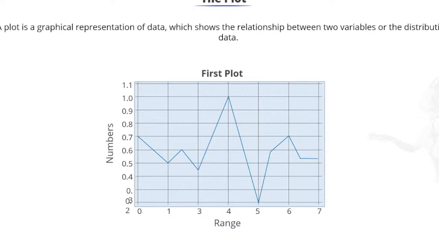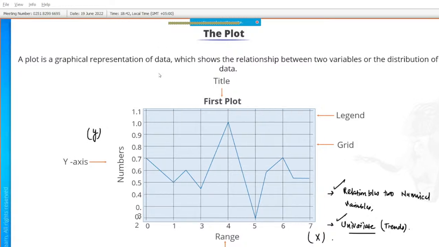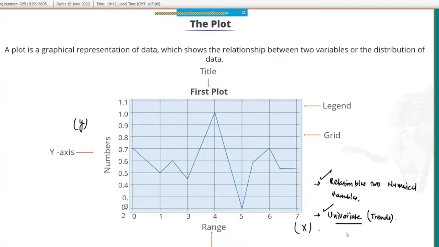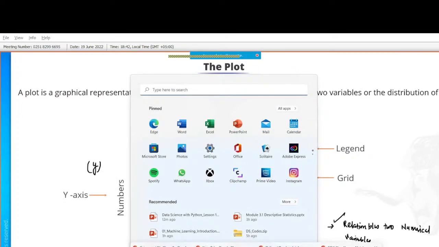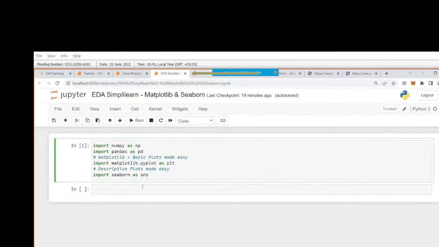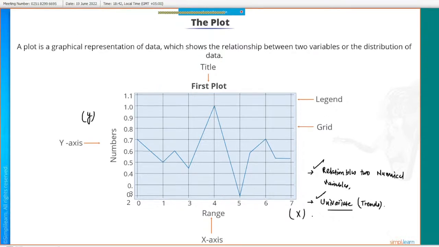A line plot is easily used for showing a representation. If you are using a line plot, then these are the two important things that you can use: the relationship between two numerical values, and the univariate plot as well. Okay, let's discuss the next plot. Let's have some plots ready.